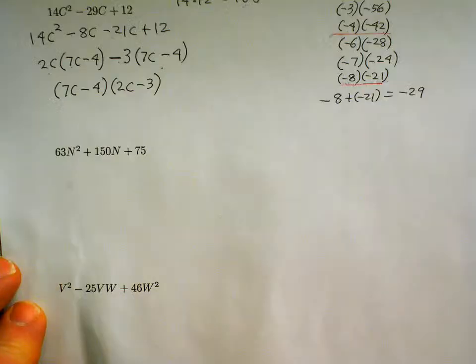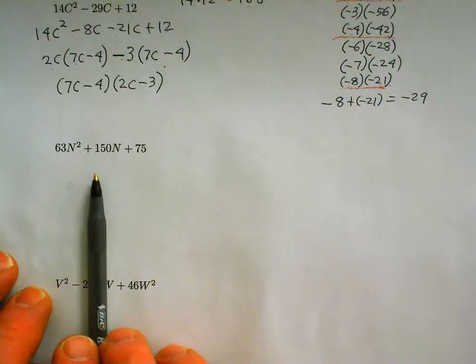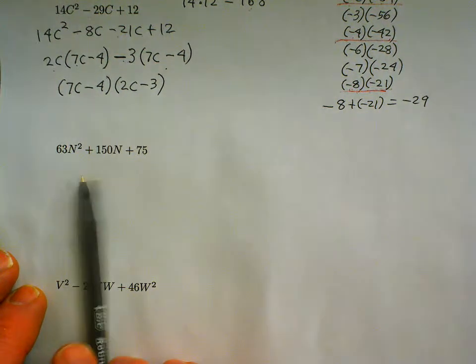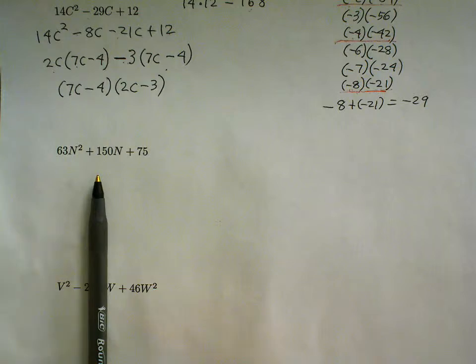Okay, I'll give you a couple of minutes to work on this one. After you find the factorization, it should be pretty simple to type in if you're going to type in the factorization of 63n to the second plus 150n plus 75. So see what you can get done in a couple of minutes.